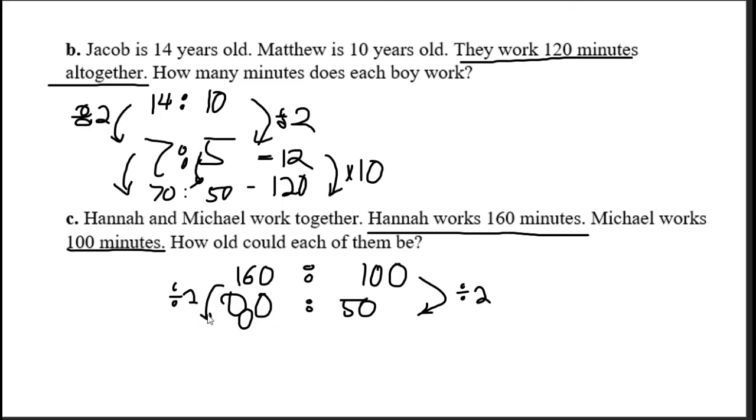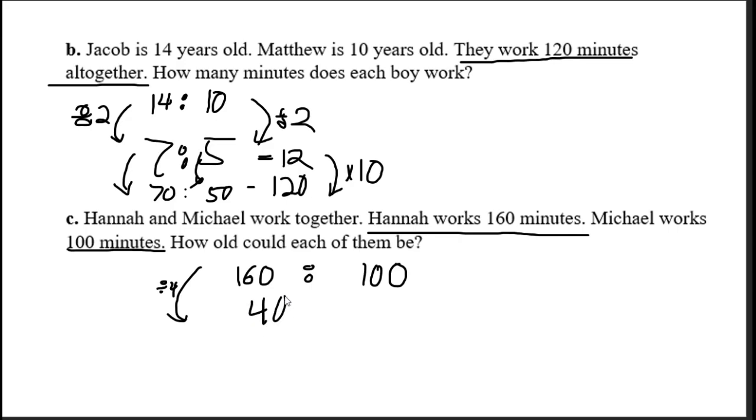Now, you could do it again or divide by other common factors. For example, instead of saying divide by 2, we could have also tried divide by 4. If we divide by 4 instead, we can see 40 and 25 would also be an acceptable answer in this case.